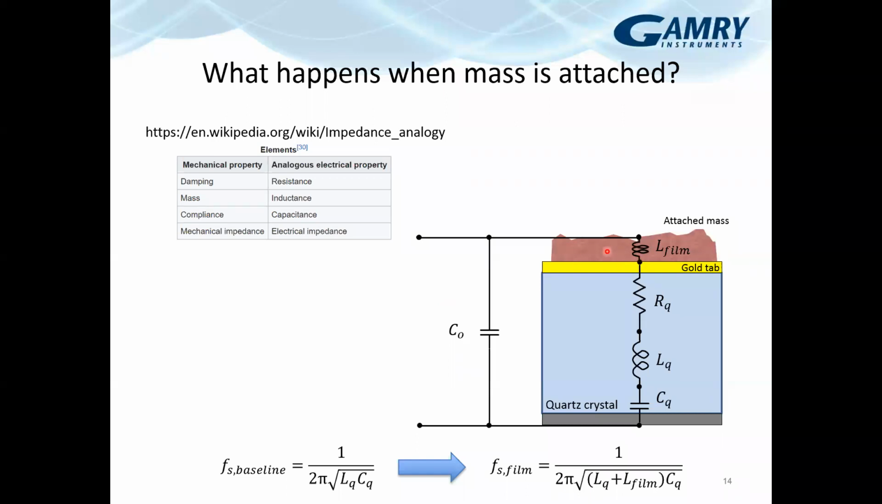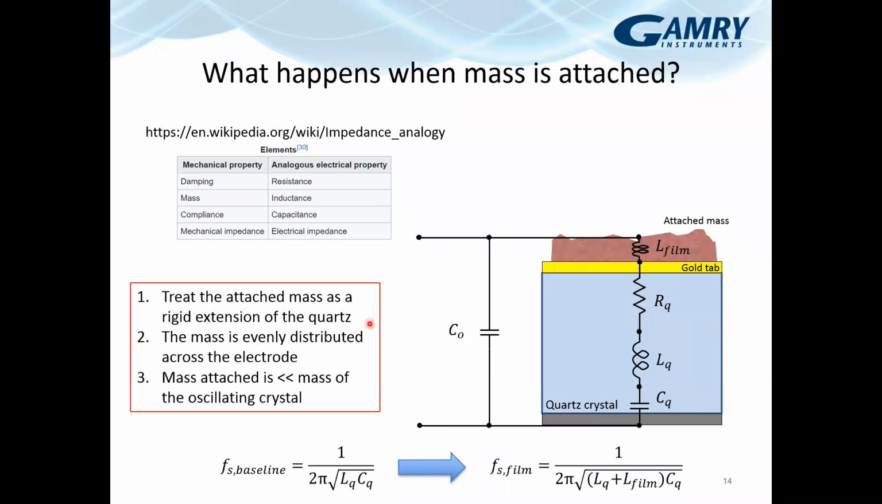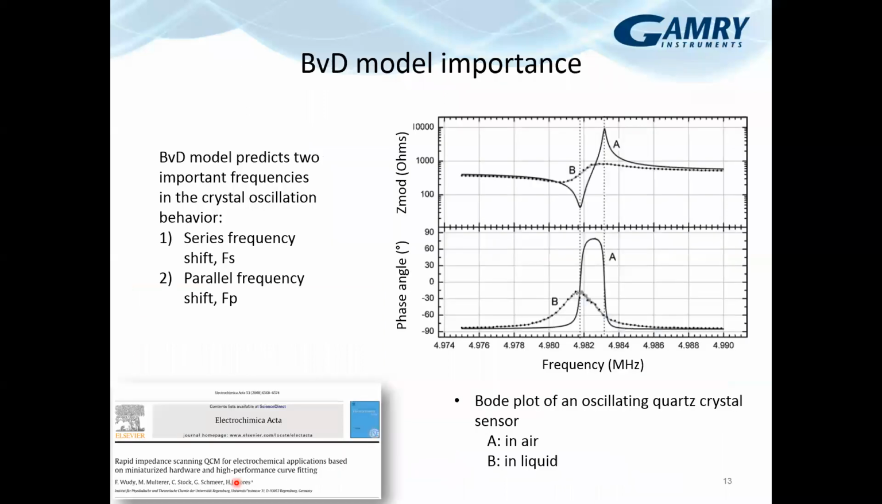And what happens is, if we treat that mass as an extension of the quartz, we can do what we did previously and say, oh, well, the mass is rigid and it's evenly distributed across the electrode, right? And it's much less than the actual mass of the sensor itself. We can treat it as an additional inductance, right? And if you remember, the inductance is related to mass here by the impedance analogy. So what happens is that before that film or that mass attaches on the surface, you have some baseline, right? So the series frequency will have some value here, right?